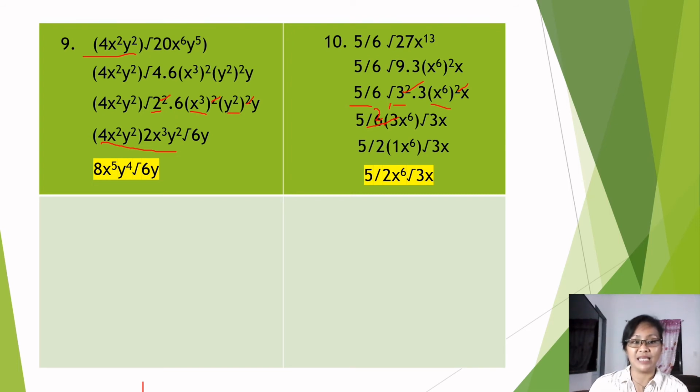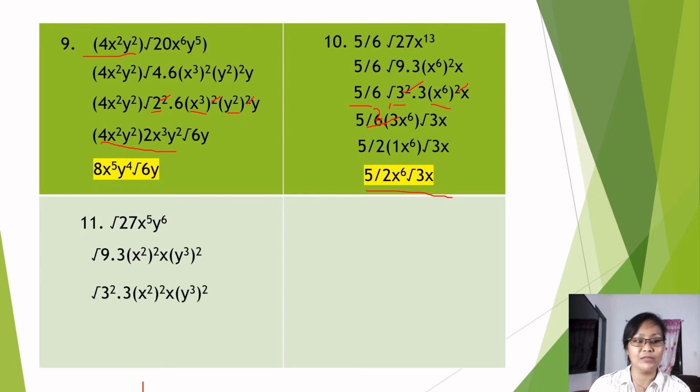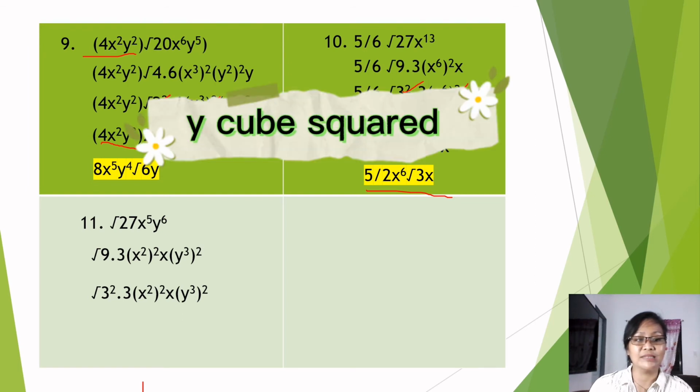Number 11, square root of 27 x to the 5th power y to the 6th power. Factor out the radicand. So we have 9 times 3, x squared to the 2nd power times the remainder x, y cubed squared. Then write in exponential form the perfect root 9. So we have 3 squared times 3 times x squared squared times x times y cubed squared.